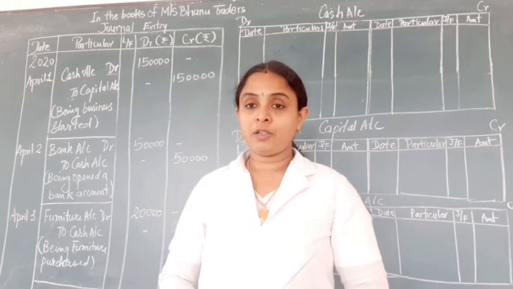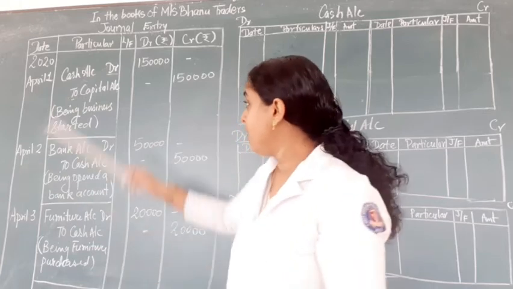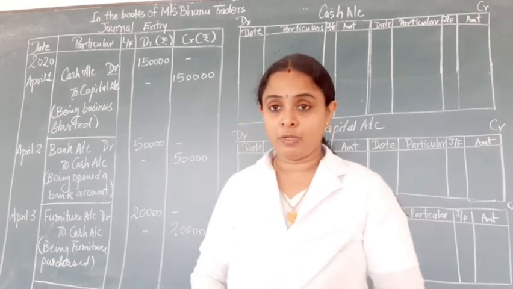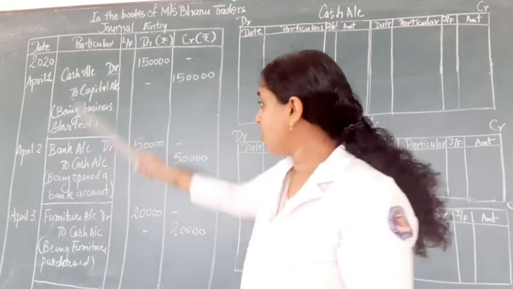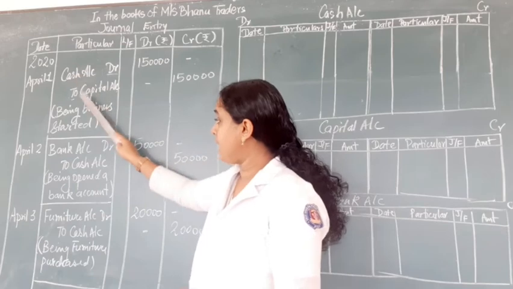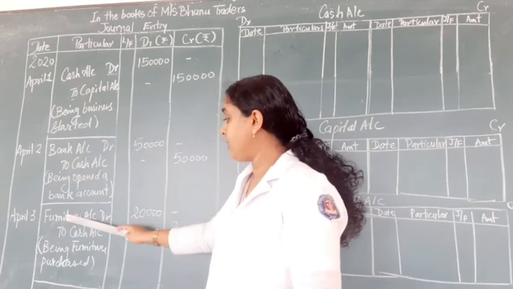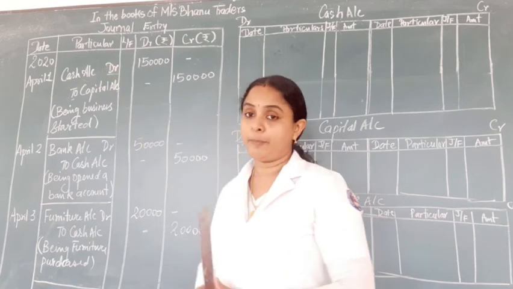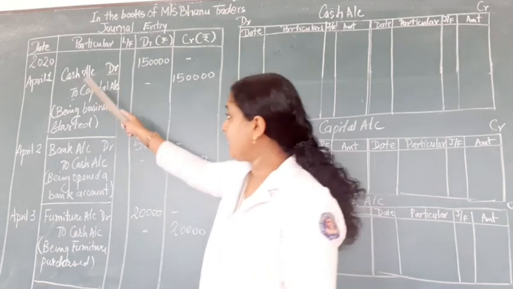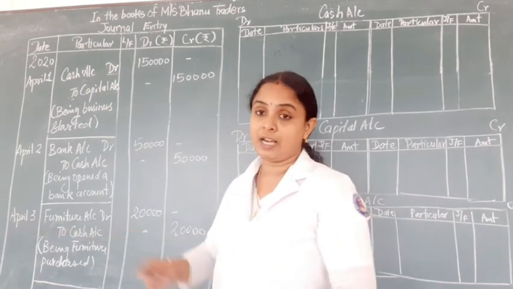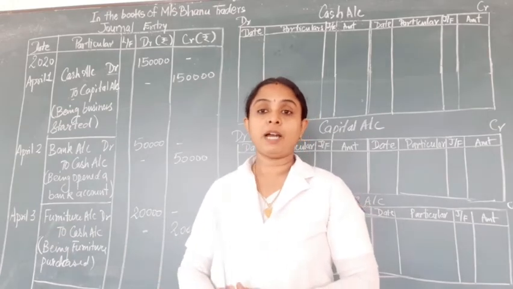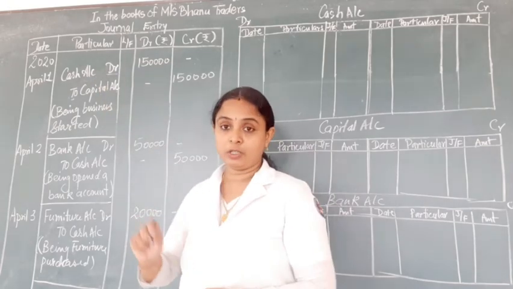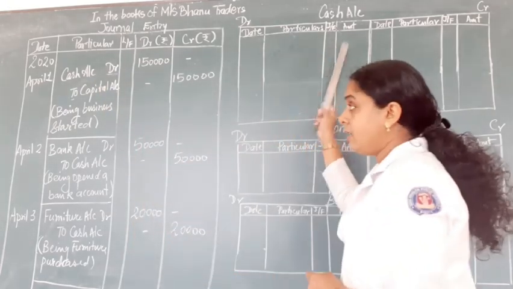So children, first of all, we have to take the number of accounts which we have to prepare here. So here you can see cash, capital, bank, cash, furniture, cash. So these many accounts are there. But you can see that cash has been repeated three times. But you have to prepare the cash account only one time. So the cash account is the first account which you have to prepare.